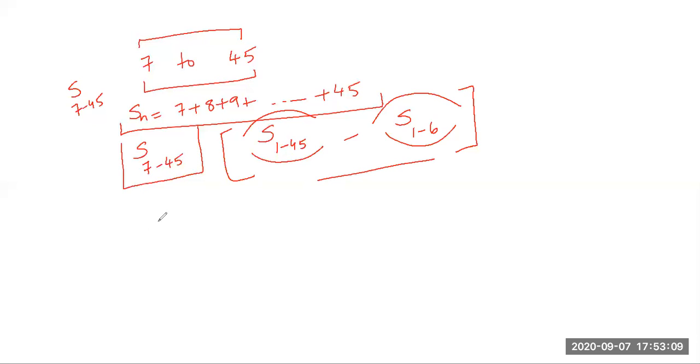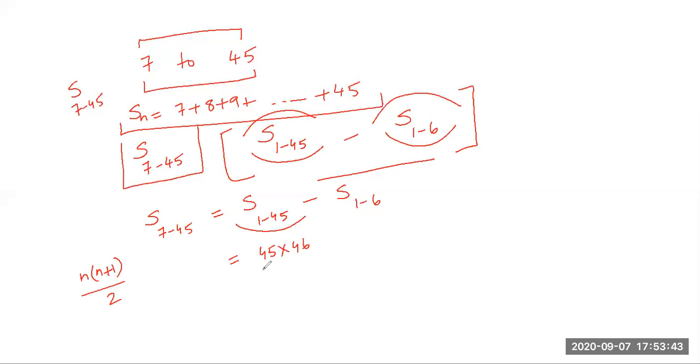In this case, students, we want to find the sum of 7 to 45, which is equal to the sum of 1 to 45 minus the sum of 1 to 6. Oh, that's great. So what will be the sum of 1 to 45? What's the formula? n into n plus 1 by 2. Yes, Arjinder. So this will be 45 into the next term, n plus 1, 46, by 2.